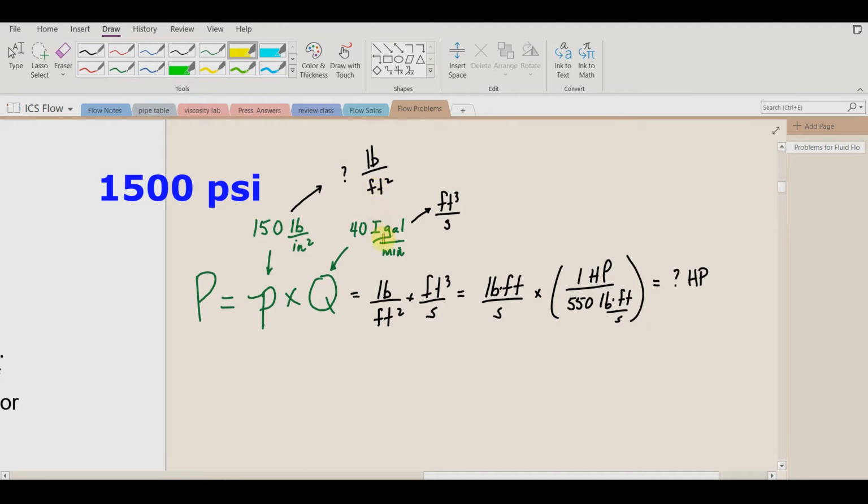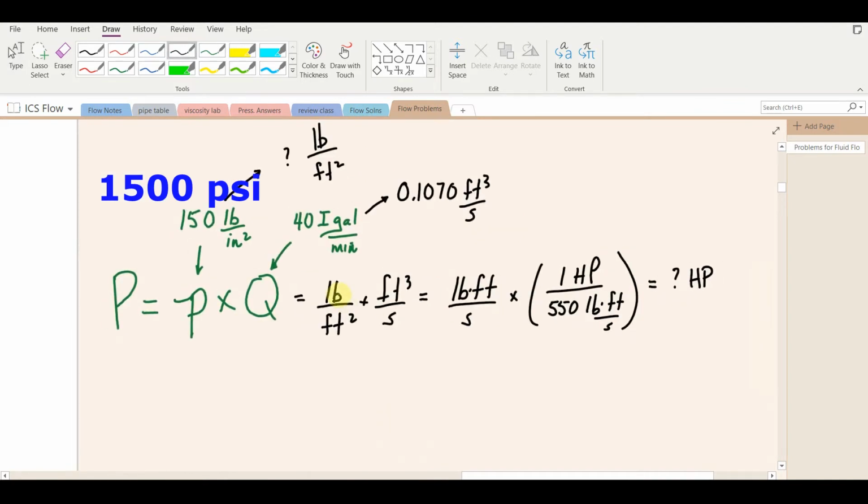And in question number 3, you would have already calculated the flow rate in cubic feet per second, and that was found to be 0.1070 cubic feet per second from the last problem. And then pounds per square foot for pressure times cubic feet per second for volumetric flow rate will give you units of pounds feet per second, which is a unit of power, and dividing by 550 pounds feet per second will convert it to horsepower. And that's it for question 4.